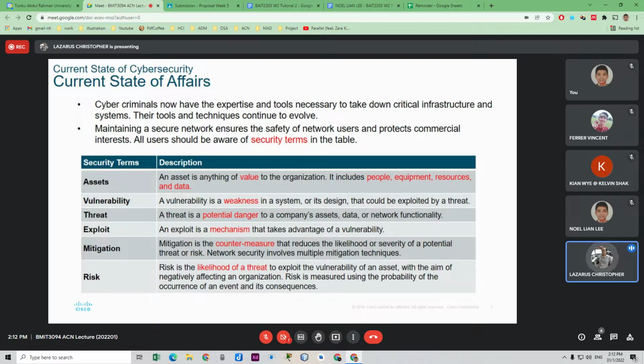Mitigation is what you do to reduce the vulnerability. It's a countermeasure: either you remove or reduce your vulnerability. Sometimes it's one mitigation, but sometimes multiple mitigations working together. So what is risk? Risk is the likelihood of a threat exploiting the vulnerability of your asset if you don't take mitigation. All these are terminology in information security.